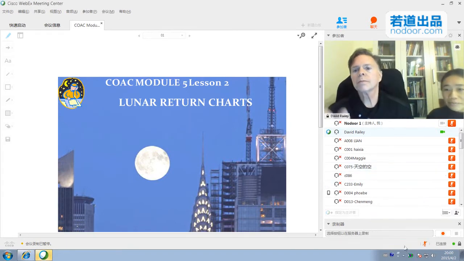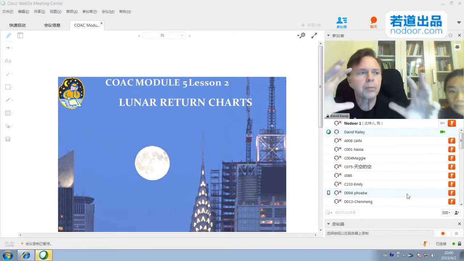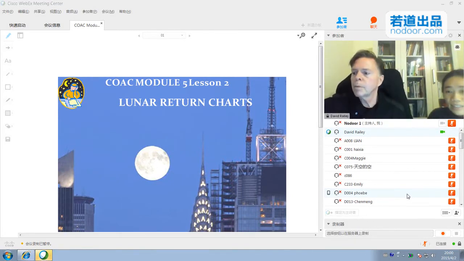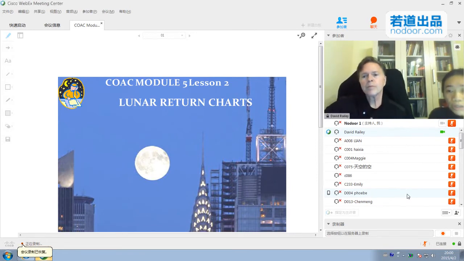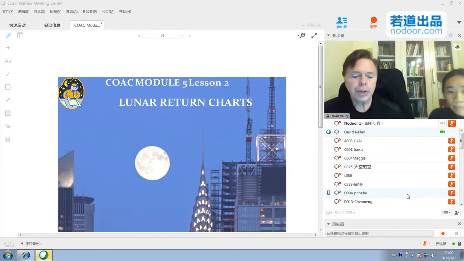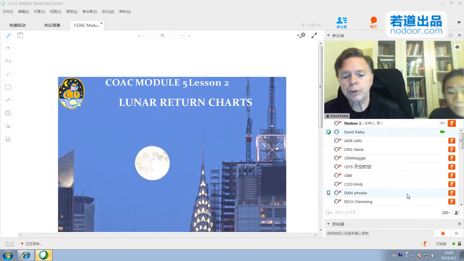I want to talk with you tonight about a tool that is very useful for focusing on specific months. And this is called a lunar return chart. This is one of the series of return charts that you can use very effectively as a forecasting tool.